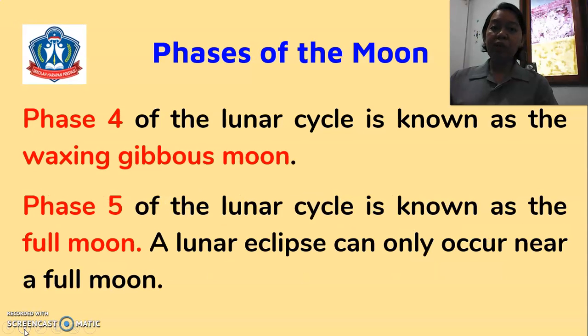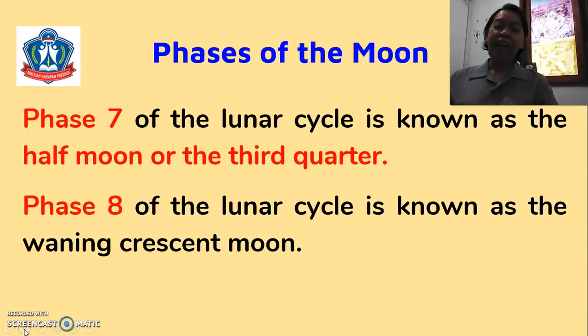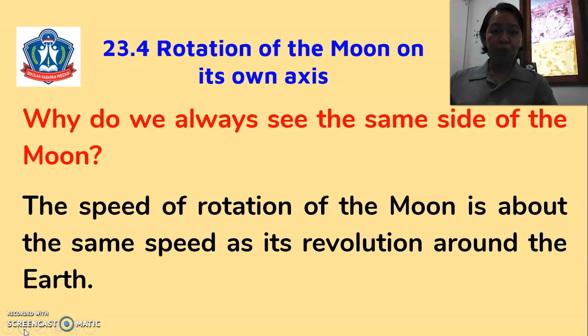Phase 4 of the lunar cycle is known as the waxing gibbous moon. Phase 5 of the lunar cycle is known as the full moon. A lunar eclipse can only occur near a full moon. Phase 6 of the lunar cycle is known as the waning gibbous moon. It looks similar to the waxing gibbous moon, but the lit part is now at the opposite side of the moon. Phase 7 of the lunar cycle is known as the half moon or the third quarter. Phase 8 of the lunar cycle is known as the waning crescent moon.